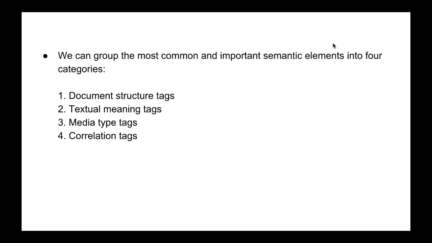New semantic elements in HTML5. We can group the most common and important semantic elements into four categories: document structure tags, textual meaning tags, media type tags, and correlation tags.